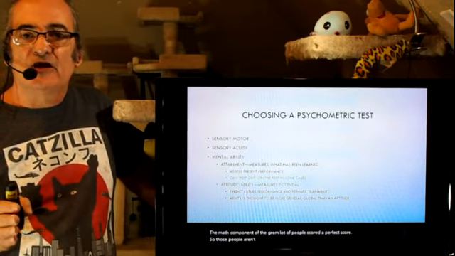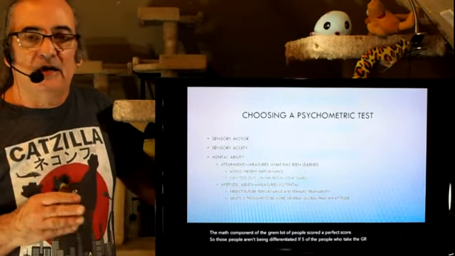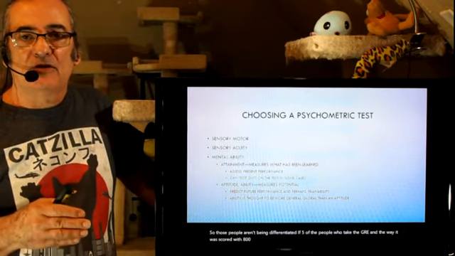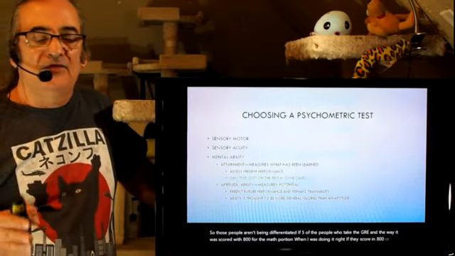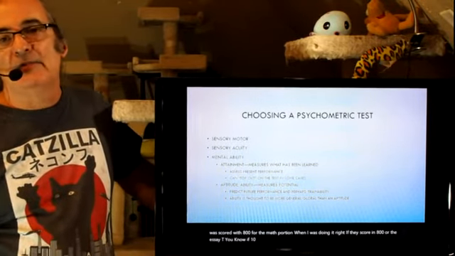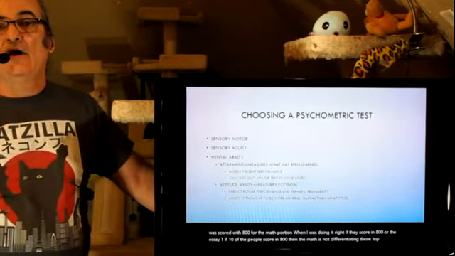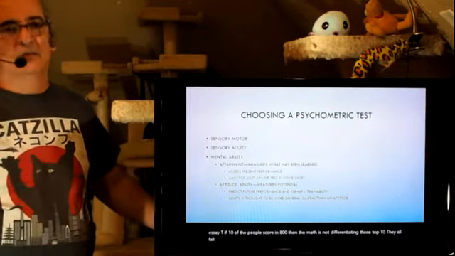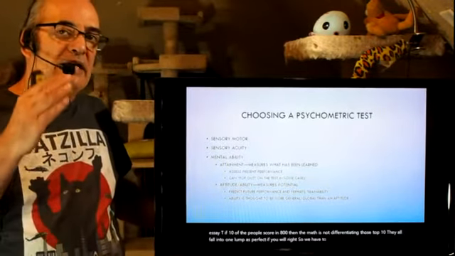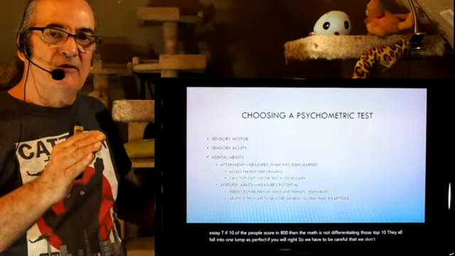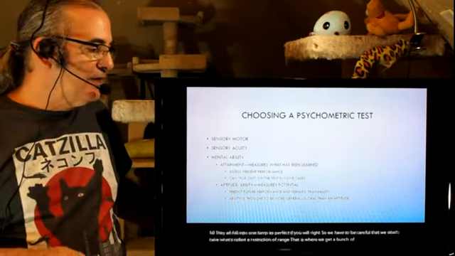If 5% of the people who take the GRE, and the way it was scored was 800 for the math portion when I was doing it, right? If they score an 800 on the SAT, if 10% of the people score an 800, then the math is not differentiating those top 10%. They all fall into one lump as perfect, if you will, right? So we have to be careful that we don't have what's called a restriction of range. That is where we get a bunch of people all at the top of the scale.